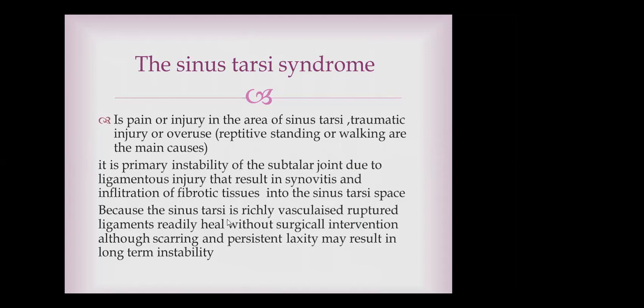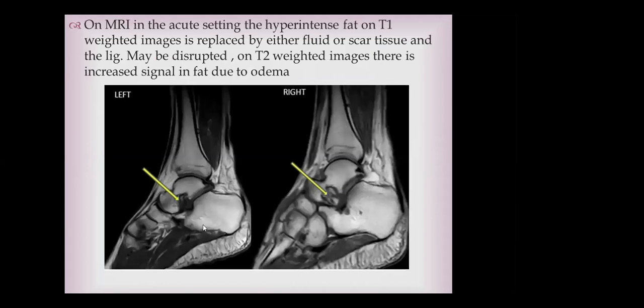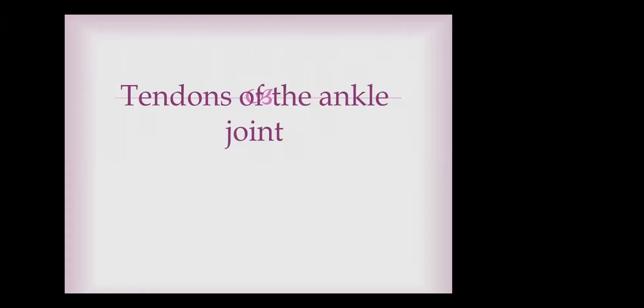This is an MRI T1, where we normally see the fat bright, but when there is trauma it is infiltrated with edema and becomes low intensity on the left side. Now we'll talk about tendons of the ankle joint.